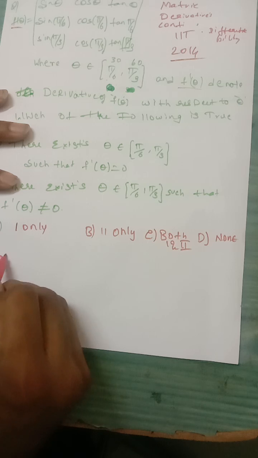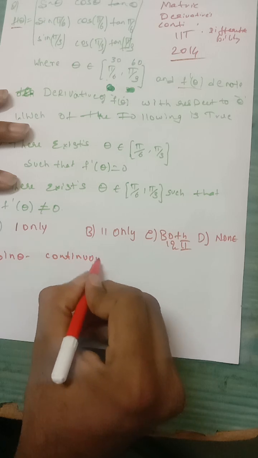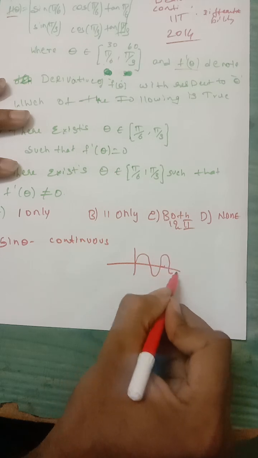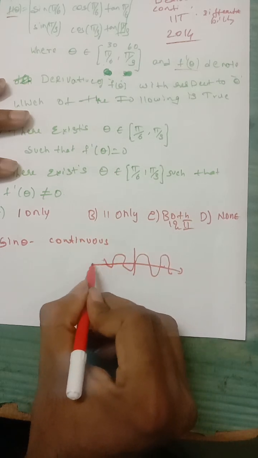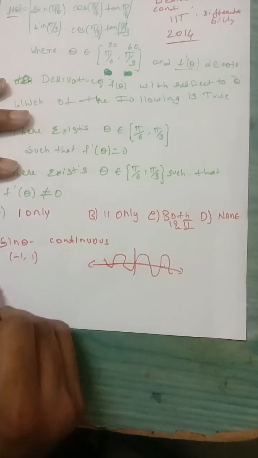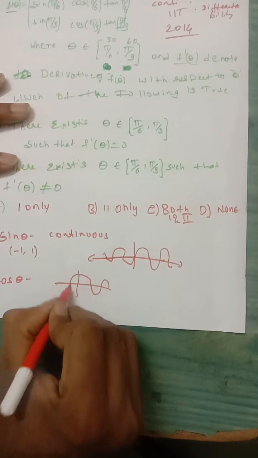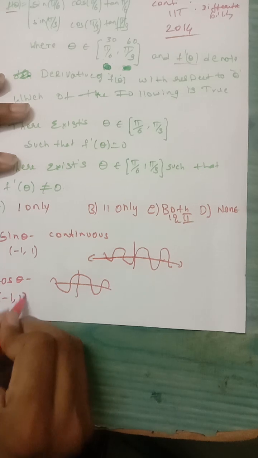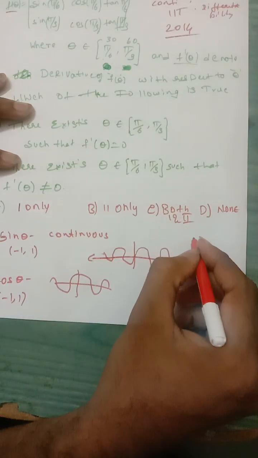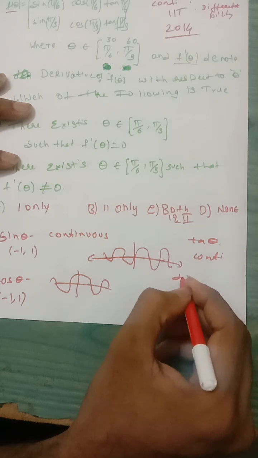Sin θ is continuous. Sin θ goes like this, from -1 to 1, and cos θ is like this, and its range is also -1 to 1. Sin θ, cos θ and tan θ are all continuous, and they are also differentiable.